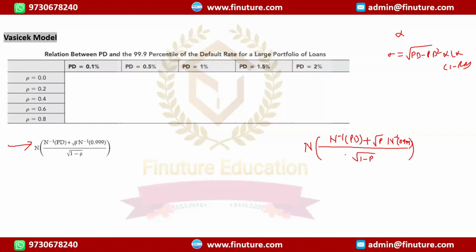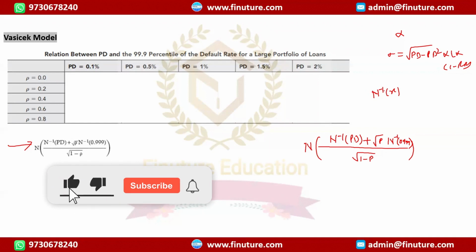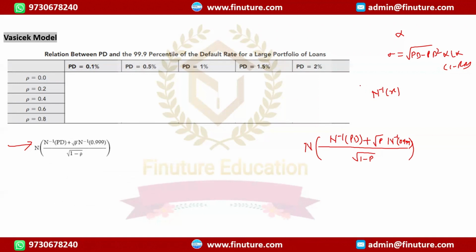No, no. So that's what I was explaining. When you talk about N inverse of x, this is a function. That is N inverse of PD, correct? That's the same thing. Plus root of P, N inverse of 99%, same as PD, right? Not really multiplication. It's not a multiplication. In fact, write the formula, then I'll explain.